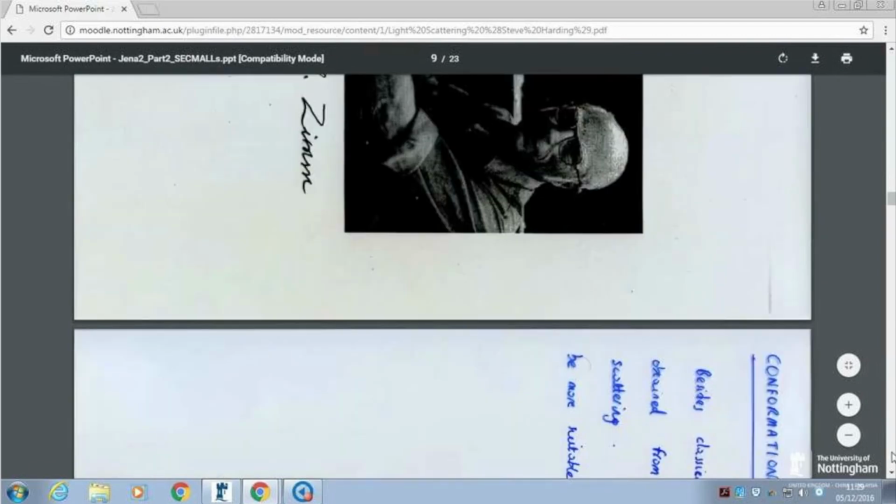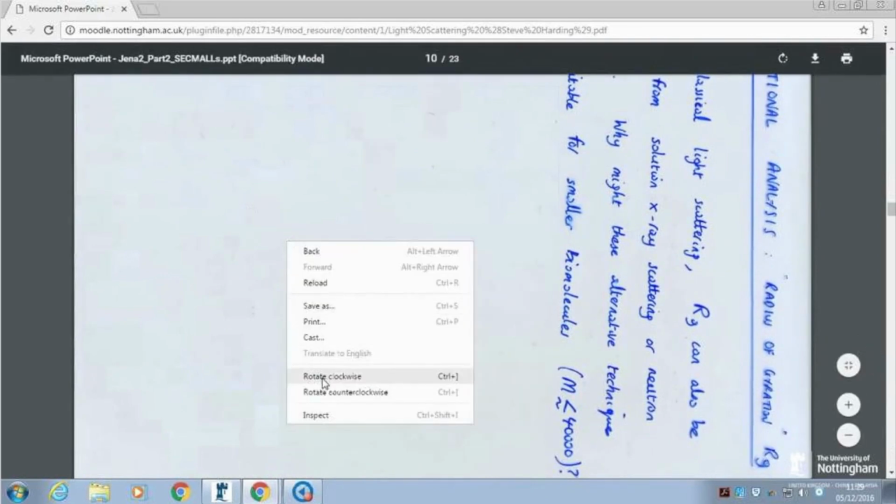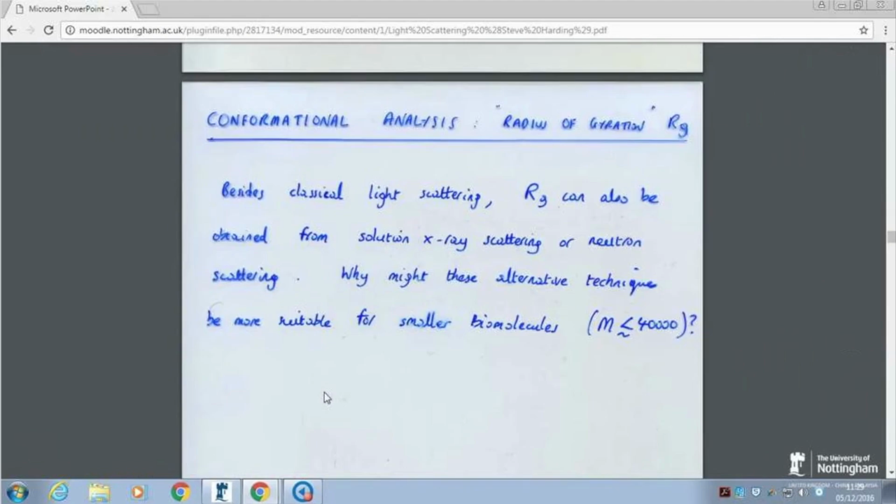That's Zimm. What are we doing now? What's happened here? So if we go clockwise, we need to go counterclockwise.